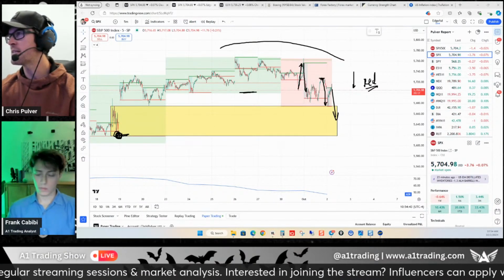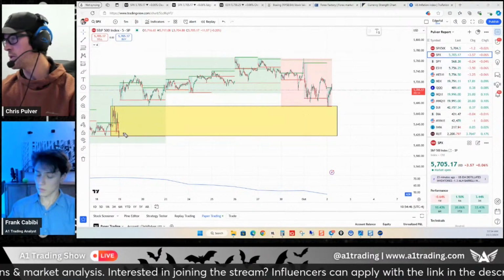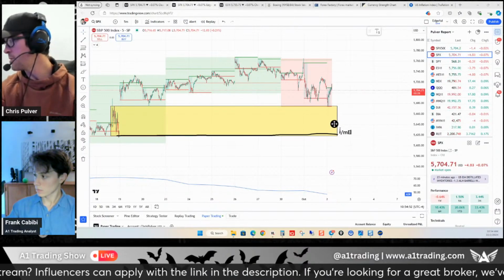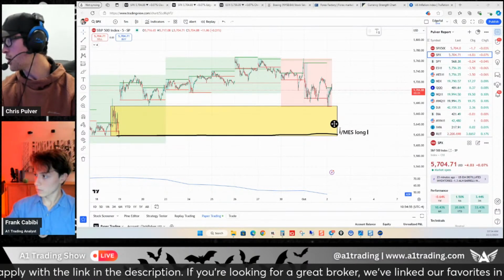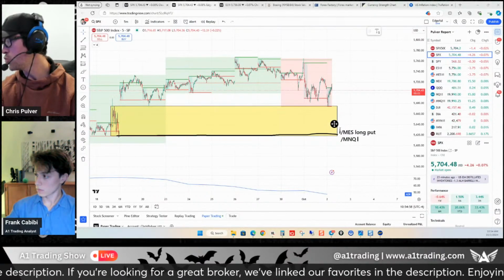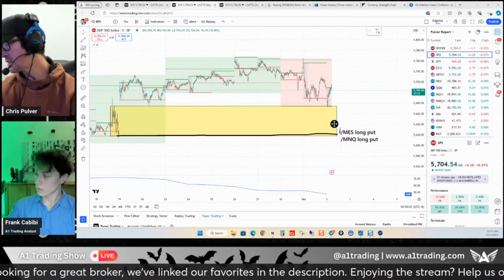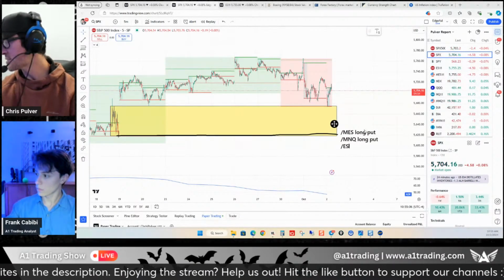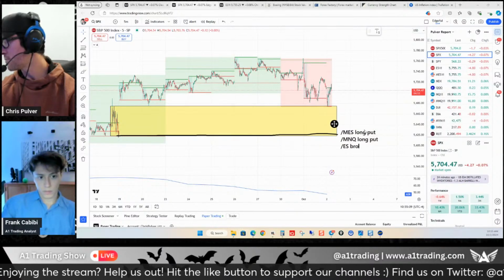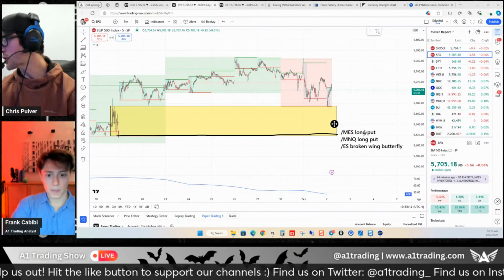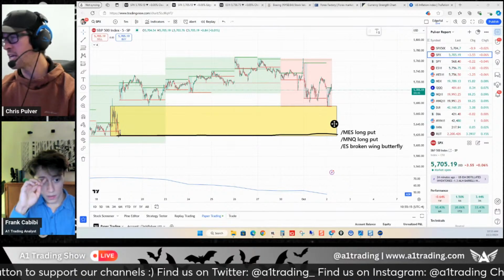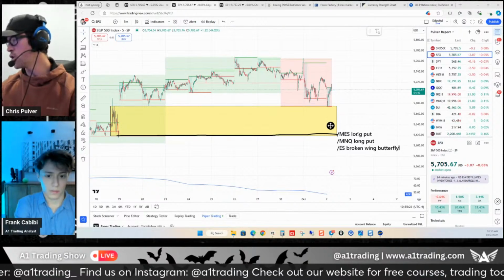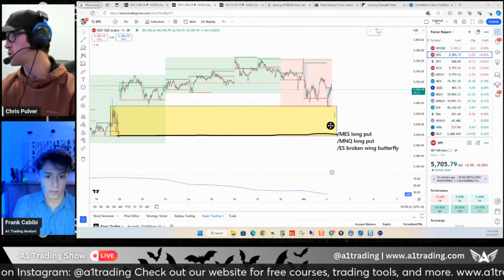The trades I'm in to take advantage of that: if we get to this gap fill, the instruments I'm using are a MES long put and an MNQ long put. I think I have a broken wing butterfly on that as well, and an ES broken wing butterfly. Just a couple of stabs there. If that gets filled by the end of October, then there's some good profit to be had. If price falls aggressively, then I'm going to try to take some profit on my long puts with no cap if we end up pushing down.